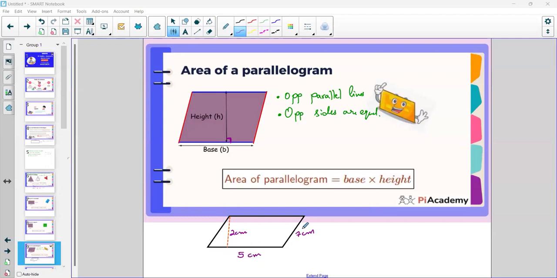So the area is base times height. Over here, base is 5 centimeters. And this height is not 7. I see a lot of you struggled in identifying the height. It's actually 2 centimeters, which is this vertical distance making a right angle with the base. So it is 5 multiplied by 2, which is 10 centimeter square. So overall, the area of the parallelogram is 10 centimeter square.